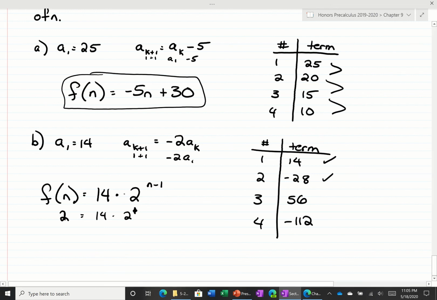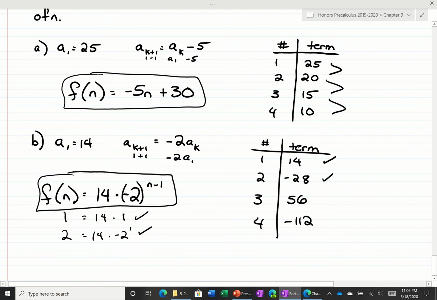If we put a negative inside here, let's see what that does. For the first term, it would be 14 times negative 2 to the 0. That's good. Second term, it would be 14 times negative 2 to the 1, or negative 28. Yeah, so it looks like we figured it out. And you could see my thought process and how this all works. All right, so it is a little bit tricky.